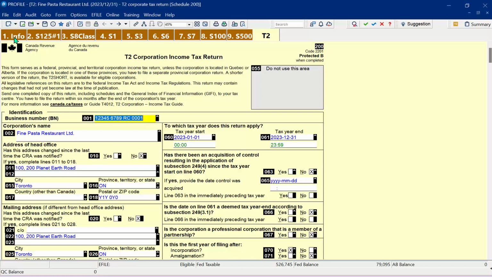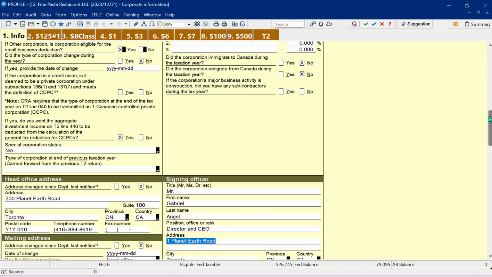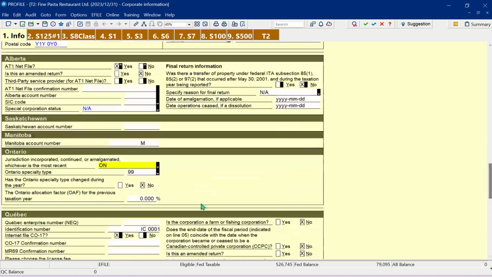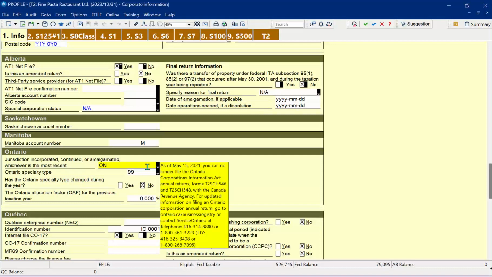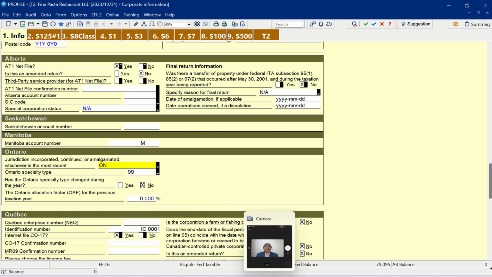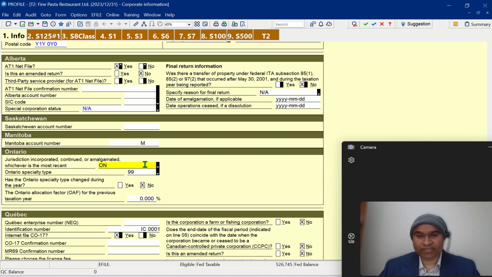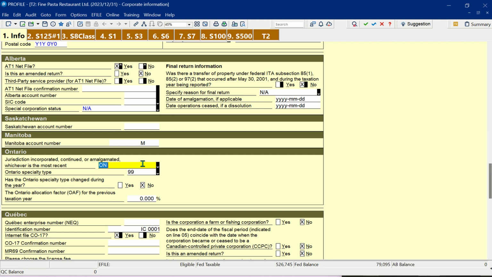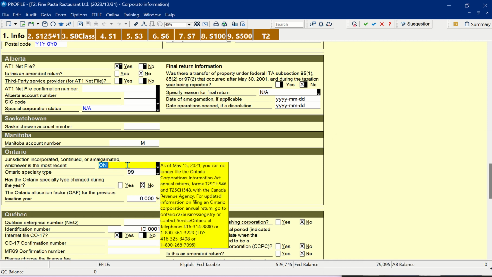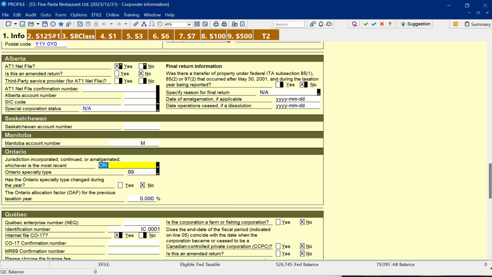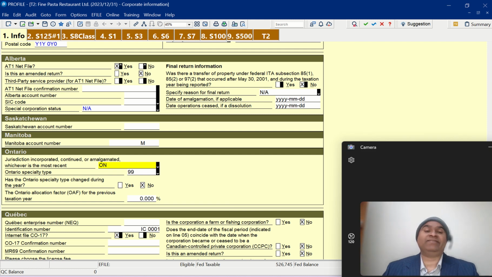If you notice something on the info sheet, they changed something which they are telling us to do. Follow up with the Corporation Information Act annual return. With Canada, this is a recent change. When that change came into effect, let's take a look at that. As of May 2021, that is in effect.